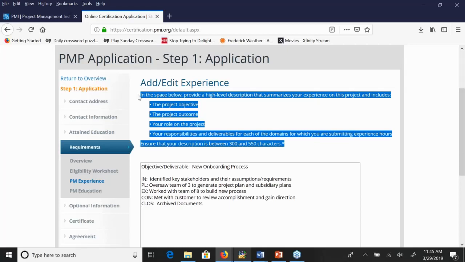Now, I have printed out the previous page, and for a good reason, because it says in the space below, provide a high-level description that summarizes your experience on this project.